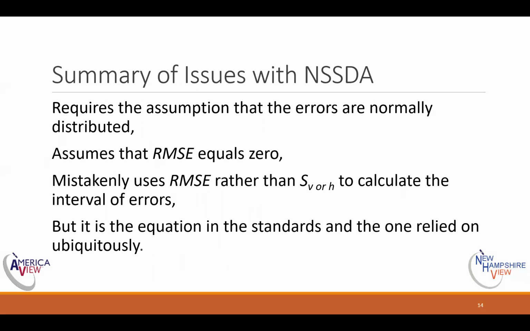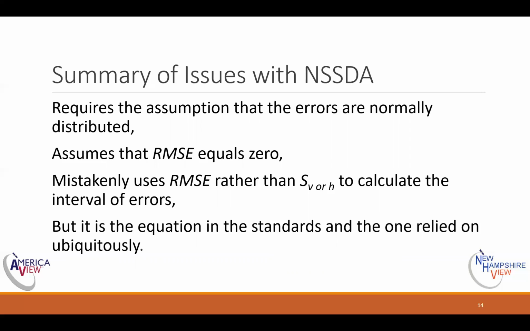So what's the summary of these issues, okay? One, NSSDA assumes the errors are normally distributed. That's not always the case. Second, it assumes that RMSE equals 0. That's definitely not the case. It mistakenly uses RMSE then as the standard deviation for the vertical or the horizontal to calculate the interval. That works if RMSE is equal to 0, but when it's not, it doesn't work, okay? So that's very, very important.